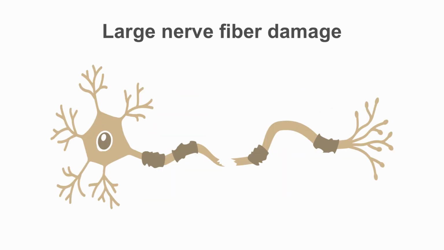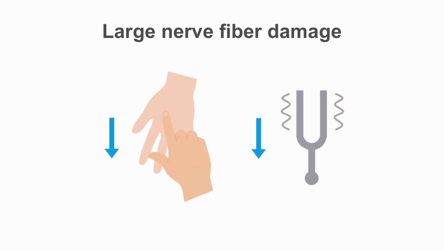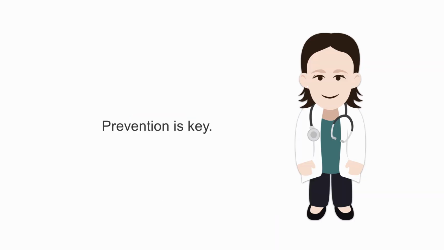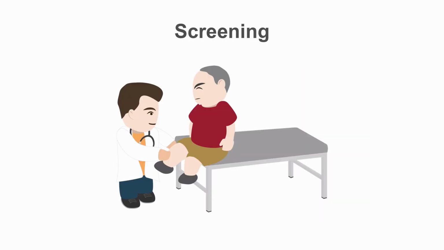It can also damage large nerve fibers, resulting in loss of touch and vibration perception. And it can cause damage to sensory fibers, which causes paresthesias and pain. Unfortunately, there is no treatment to reverse neuropathy. Thus, prevention is key. For all patients with diabetes, you should perform a visual inspection of their feet at each visit to ensure that they have no ulcers or calluses and that their shoes fit appropriately.